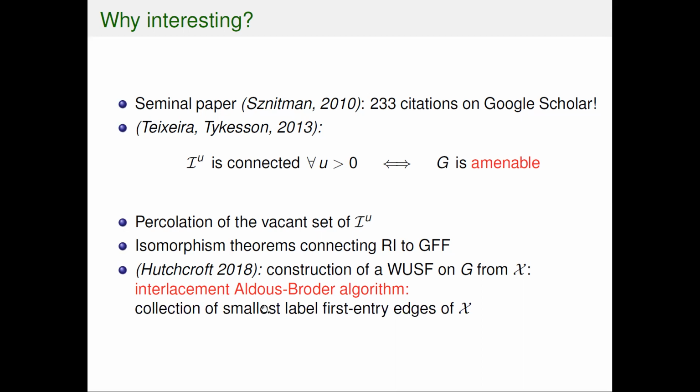So that's it. Just collect the smallest label first entry edges of this cloud, meaning for every vertex of the graph, look at the interlacement trajectory with the smallest label that goes through this vertex. Look at the first time when it enters this vertex, and add to your graph the edge where the trajectory entered your vertex. You can check that what you created is a spanning forest of the graph, and as a matter of fact, it's the so-called wired uniform spanning forest.